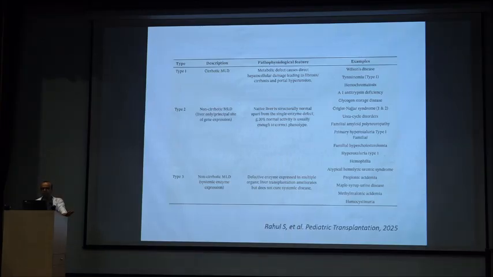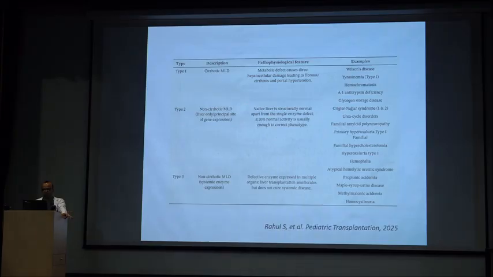cirrhotic MLD, where the metabolic defect causes direct hepatocellular damage leading to fibrosis, cirrhosis, portal hypertension, and HCC. This includes Wilson's, tyrosinemia type 1, hemochromatosis, alpha-1 antitrypsin deficiency, and glycogen storage disease.